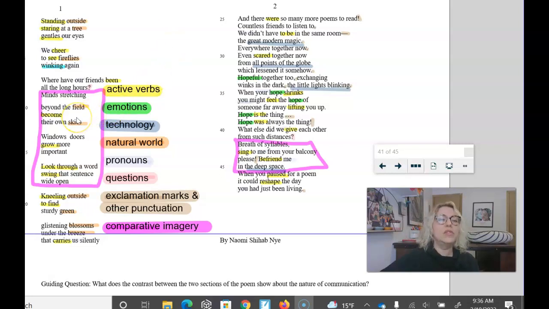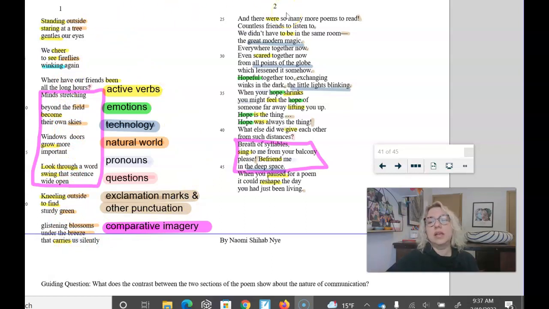So I found standing, staring, gentles, cheer, see, become, grow, look through, swing, kneeling to find, carries, were, to be, scared, shrinks, feel, lifting, is, was, give, sing, befriend, paused, and reshape. And if I want to spend some time looking at those verbs and how they change, what patterns are created, I might notice at the beginning that there seems to be a lot of verbs having to do with seeing things.